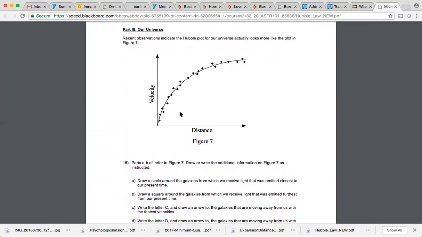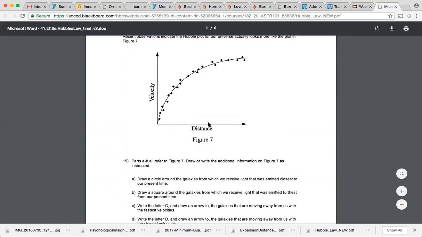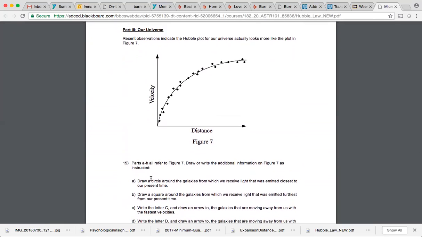Excellent. Okay, so now let's go through this one. If you don't mind, just explain, because I know in the classroom this is very confusing for students. Okay, so let's see with the first one. It says, draw a circle around the galaxies for which we receive light that was emitted closest to our present time. That's close, velocity close to 0, distance close to 0. So right at the origin point. Okay, here, right? Right out there.